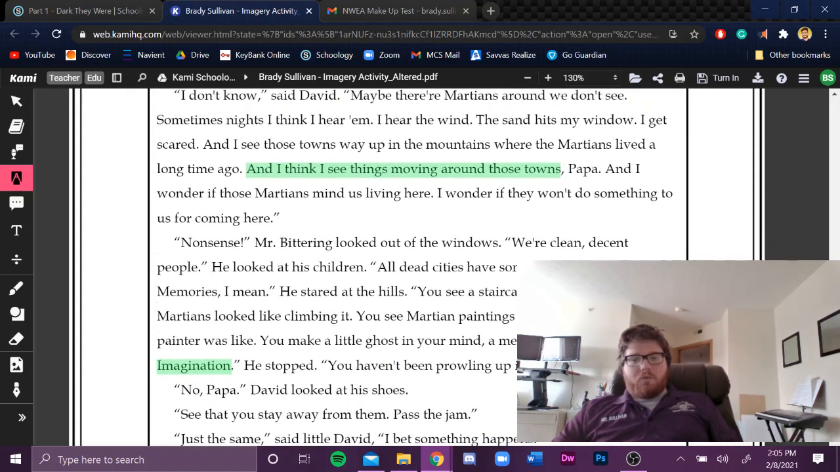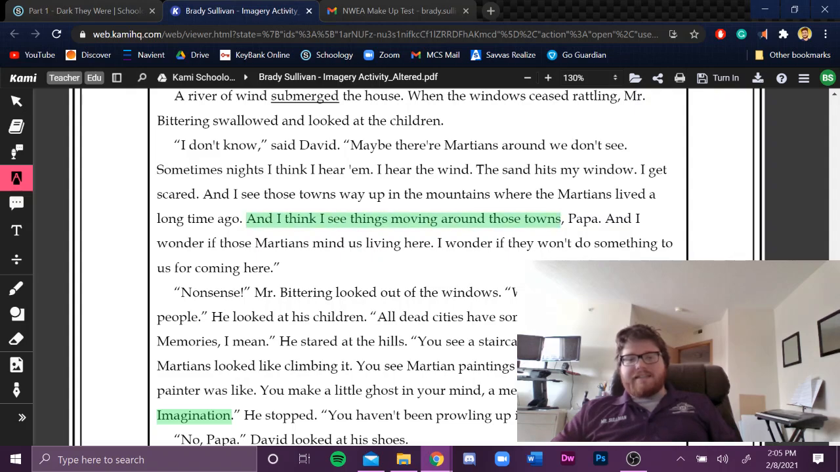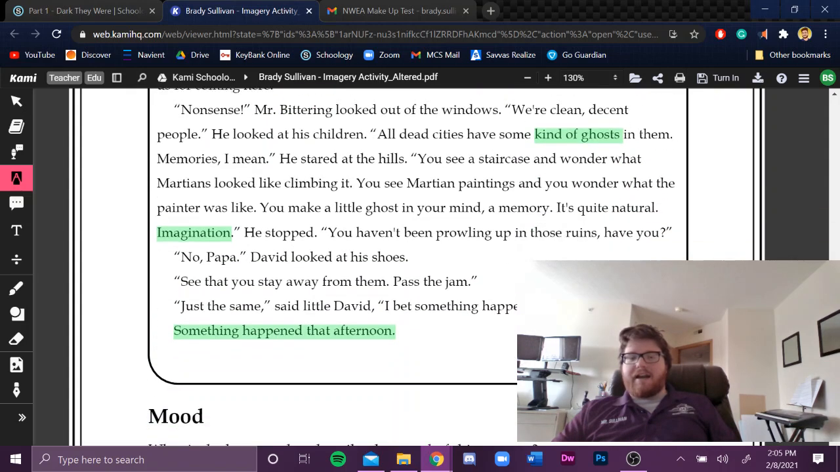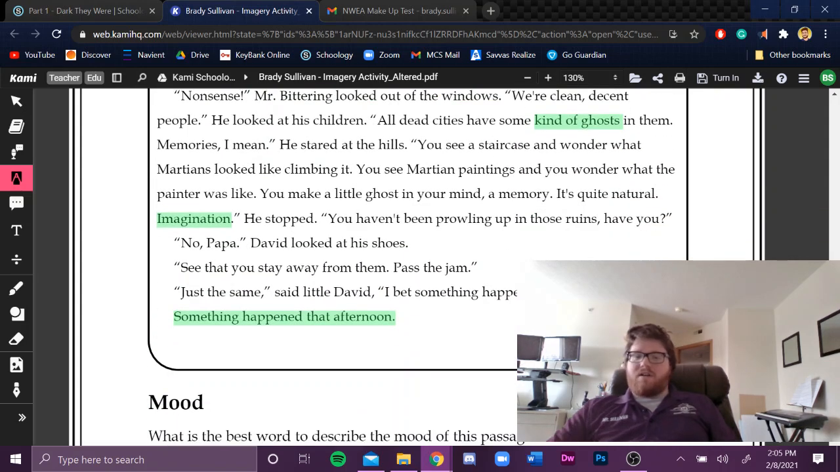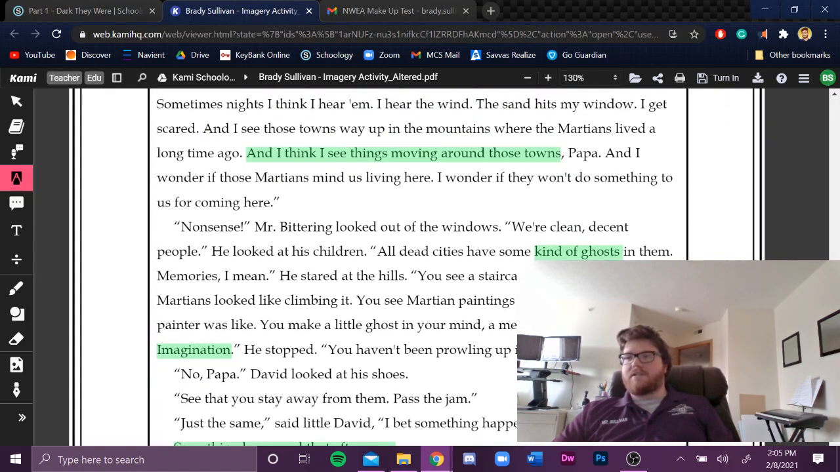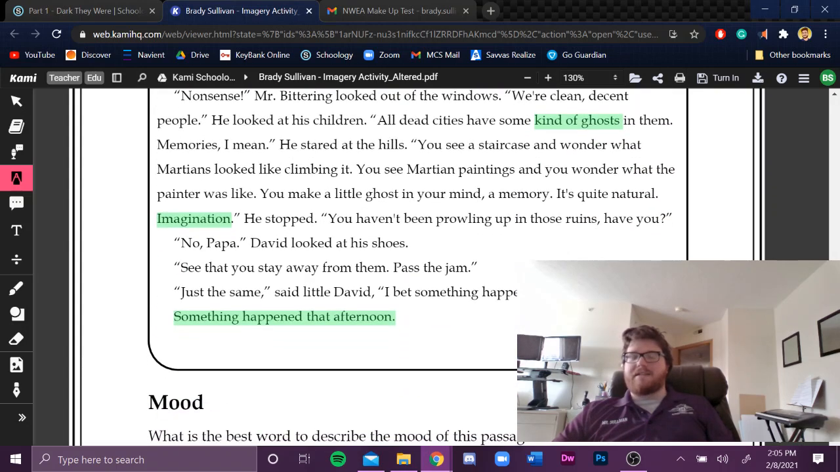And then the little boy is at breakfast telling them he thinks he sees something moving outside at night. And the dad says, no, those are just ghosts of your imagination. The choice of the word ghost here is very intentional on the part of the author. He could have had the father just say, nonsense, it's just your imagination, and left it at that. But instead, he describes them as ghosts of your imagination.